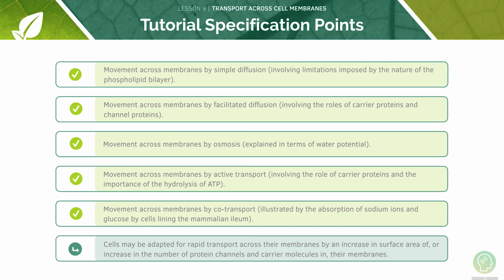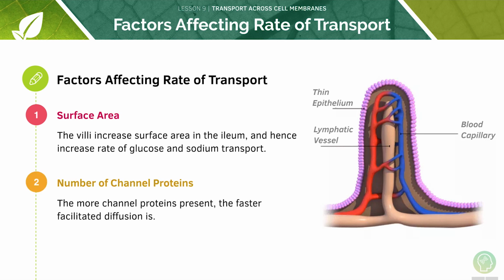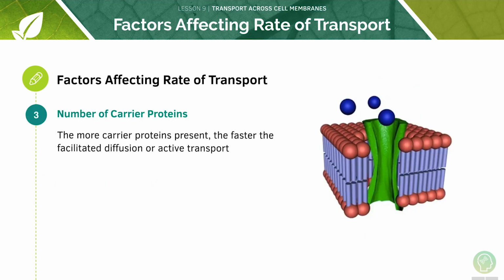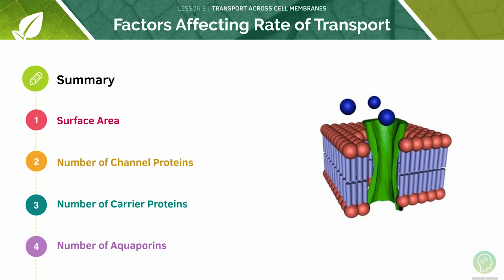Our final specification point is to look at the adaptations of cells for rapid transport. First, the villi will increase the surface area in the ileum and hence increase the rate of glucose and sodium transport. We saw earlier that the higher the number of channel proteins, the faster the facilitated diffusion will be. Similarly, the more carrier proteins there are, the faster the facilitated diffusion or active transport. As the number of aquaporins increases, the faster the rate of osmosis becomes. Here's a summary of all 4 factors affecting the rate of transport.